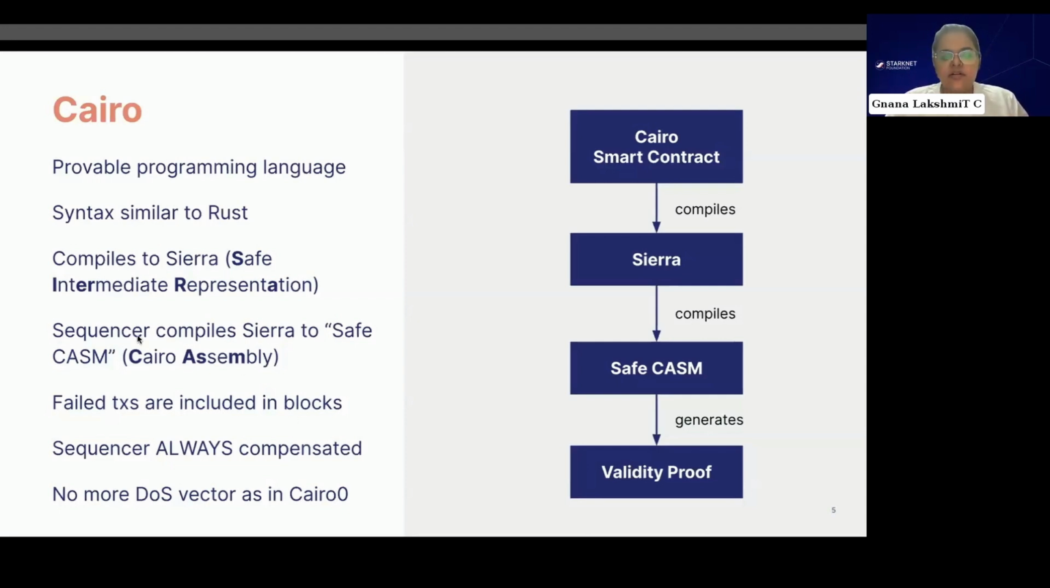And the sequencer compiles Sierra to safe CASM. CASM is Cairo assembly. In the previous stage, Cairo 0, the Cairo smart contracts directly compiled to CASM, which had its own drawbacks. But now there is a safer version called Sierra, and then it compiles to CASM. The CASM is the contract assembly which is actually deployed on Starknet.